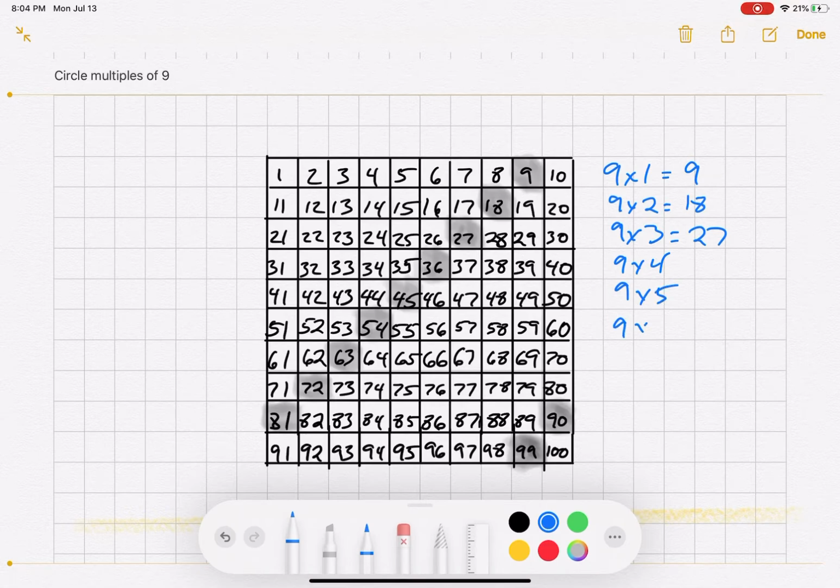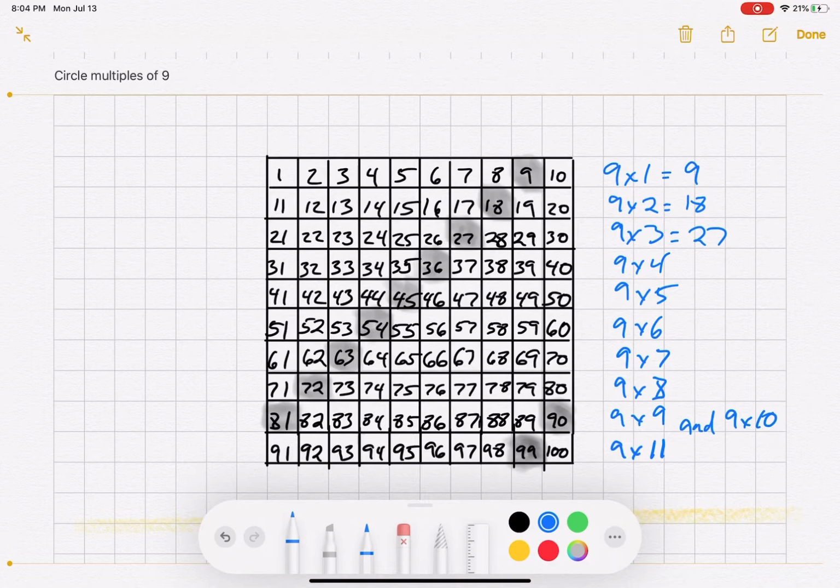Okay, so I'm writing out the times tables here. 9 times 9, and 9 times 10, and then 9 times 11. There's just 2 in this row, and there we go. Okay, so if I'm looking at this, one of the things that I want you to notice is that the ones digit decreases by 1 at each step.